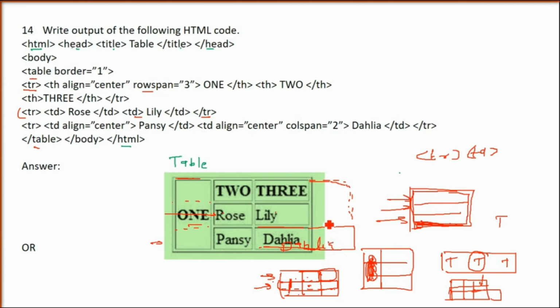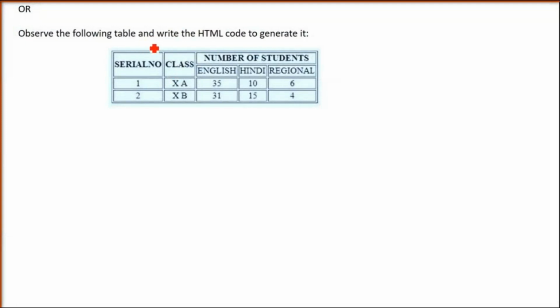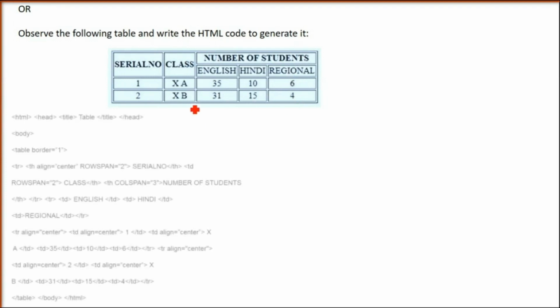So you need to understand colspan and rowspan. This is the main key idea of this question. Observe the following table and write the HTML code to generate it.